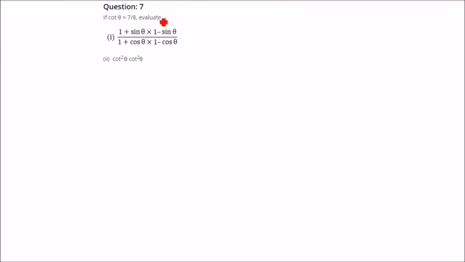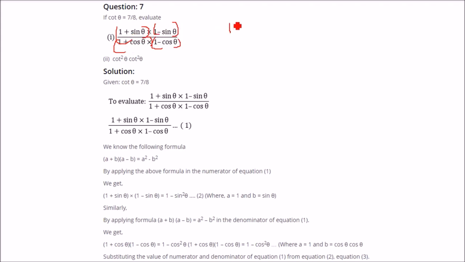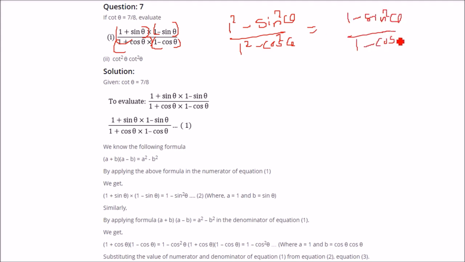If cot theta equals 7 by 8, evaluate these values. So cot theta is given. Is there any possibility to make this simpler? First of all, 1 plus sin theta above, 1 minus sin theta, and 1 plus cos theta, 1 minus cos theta. This is a plus b, a minus b. So you get 1 square minus sin square theta. Similarly, 1 square minus cos square theta. So you get 1 minus sin square theta by 1 minus cos square theta.